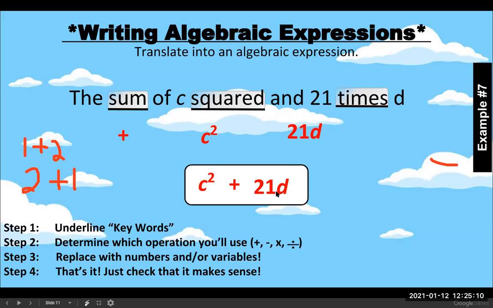So that's why I said that you could have put 21D in the front and C squared in the back. Okay, so we're gonna actually talk about order later on in the class. All right, so let me clear everything here.